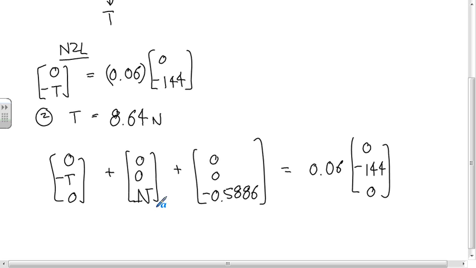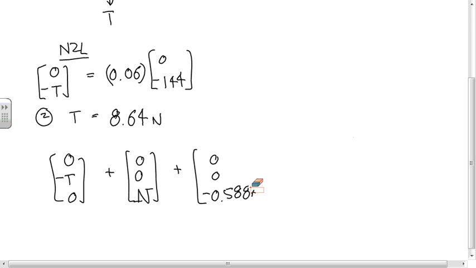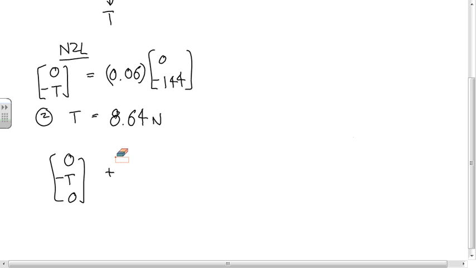Any other questions? I'm erasing that. But you can see how similar 3D is to 2D. The equations look just the same. The vectors just have one more component on them.